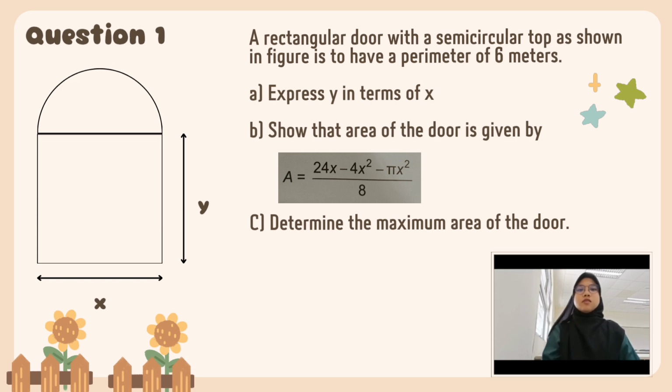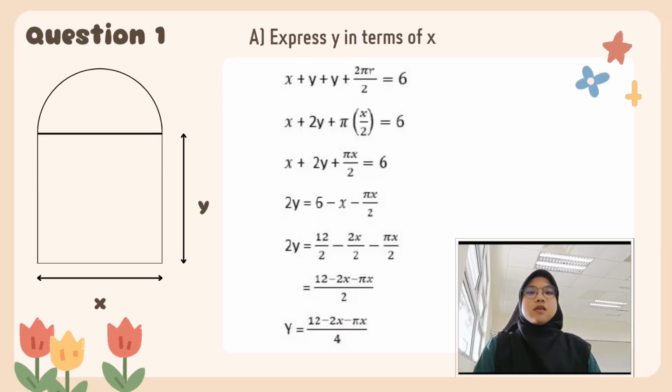So the question is, a rectangular door with a semi-circular top as shown in the figure is to have a perimeter of 6 meters. So we need to express y in terms of x, show the area of the door, and determine the maximum area of the door. So for the first question, express y in terms of x.